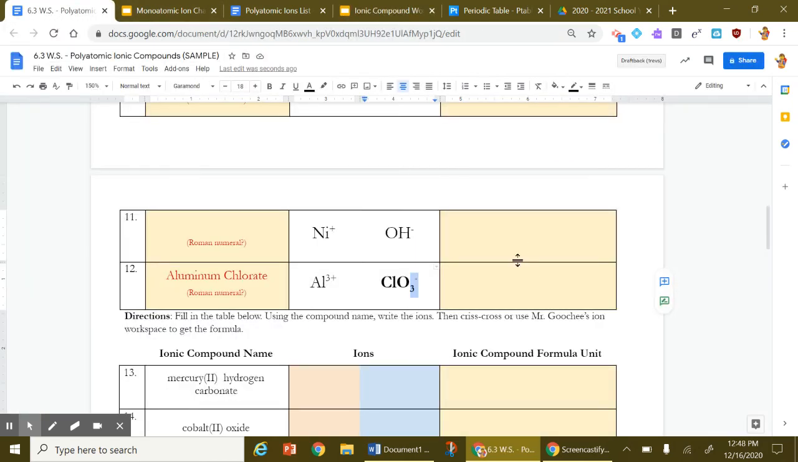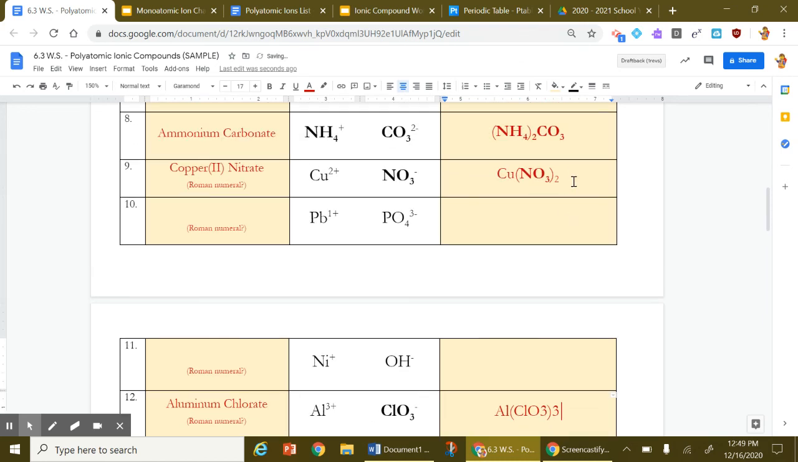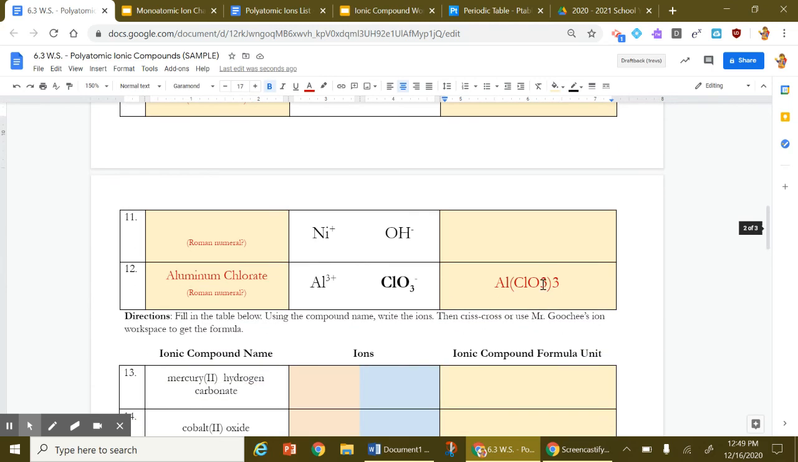So once again, here's what this looks like, all right? Al, and then ClO3, that is just 1 chlorate. We need 3, so it's ClO3, 3. Okay, and I'm just going to make sure that these numbers here are subscripts.